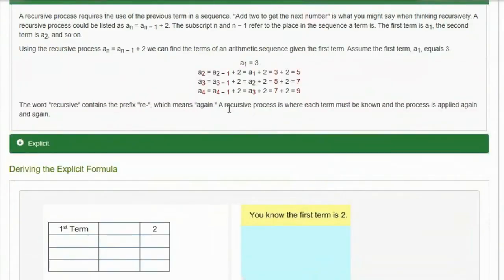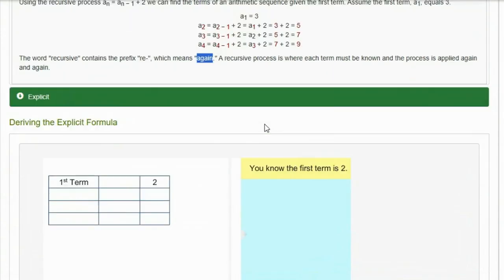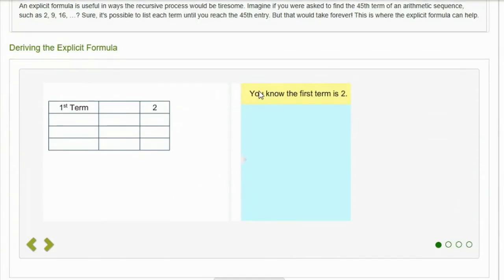So this talks about recursive, which means again. So the recursive process is where each term has to be known and you keep applying it again and again and again until we get to the 33rd term. It's recursive. Again, we're going to keep going through the same step. Add 3, add 3, add 3, or whatever our sequence is. So we need a different method to jump to the 33rd because we don't have to find 32 terms to know what the 33rd is. So there is another way to do this.